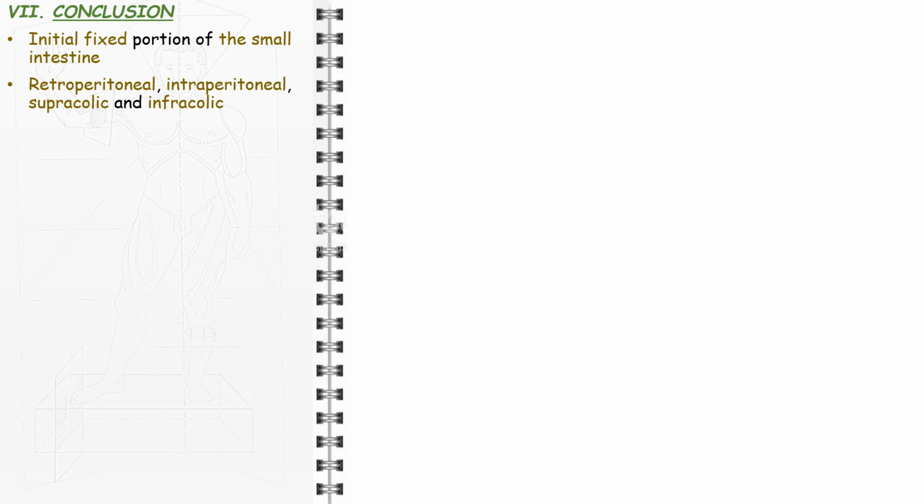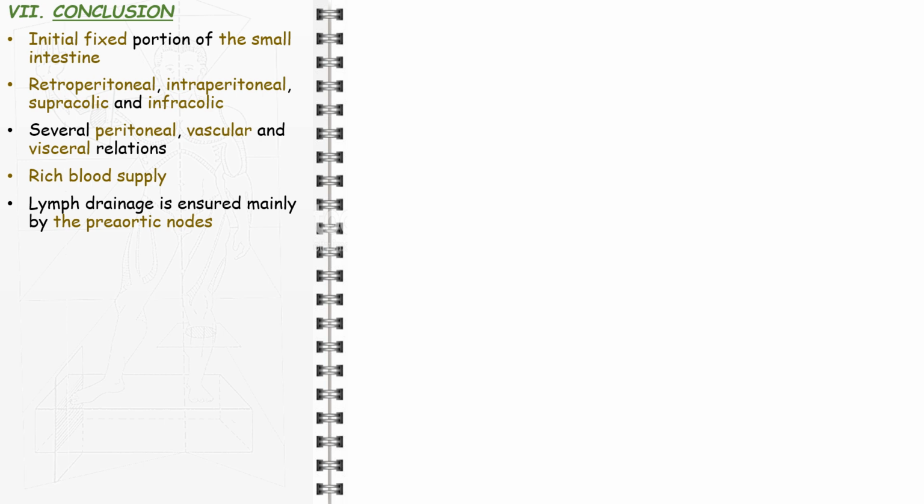The duodenum is the initial fixed portion of the small intestine. It is retroperitoneal, intraperitoneal, supracolic and infracolic and, thus, is surrounded by several peritoneal, vascular and visceral relations. It has a rich blood supply that binds it to the pancreas, forming a common block. Its lymph drainage is ensured by the preaortic nodes.